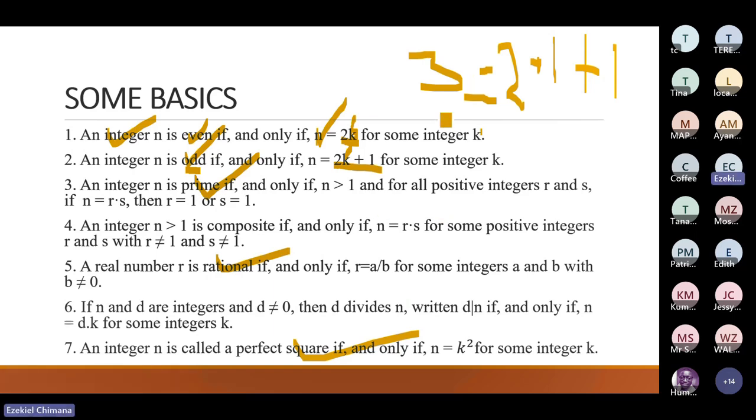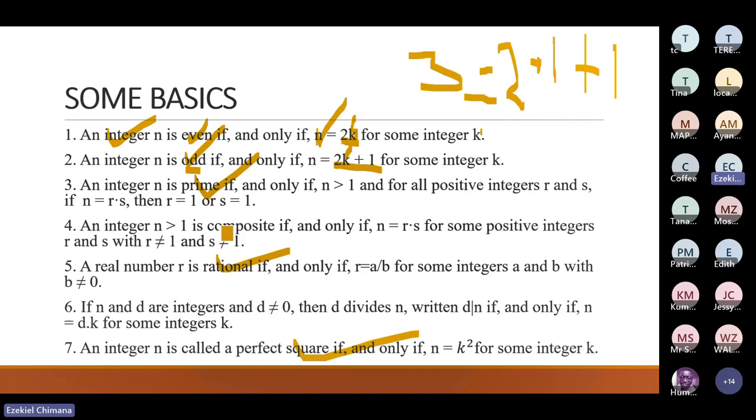You can do the same. 2 is even because we can have 2 times 1, which is 2k. Even if it is 4, 4 is even because we have 2 times 2, where the second 2 will be equal to k. So that's it for the even and odd. And then for the prime numbers, an integer n is prime if and only if n is greater than 1, and for all positive integers r and s, if n is equal to r times s, then r is equal to 1 or s is equal to 1.